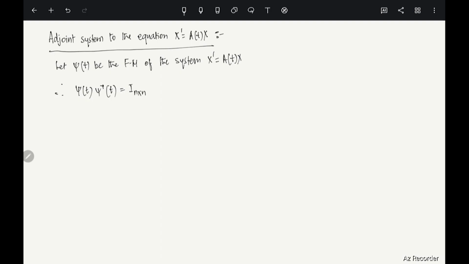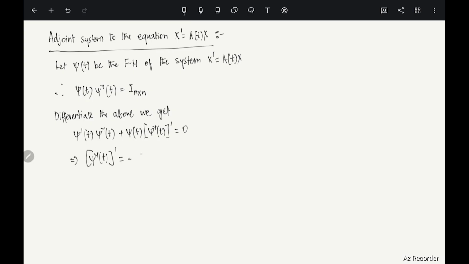Now, as I have already explained to you, with the fundamental matrix we can talk about differentiating matrices. So we can differentiate this particular relation. If you differentiate the above relation, we get phi prime of t times phi inverse of t plus phi of t times the derivative of phi inverse of t, and this is going to be the zero matrix. Therefore, the derivative of phi inverse of t is nothing but minus phi inverse of t times A of t.